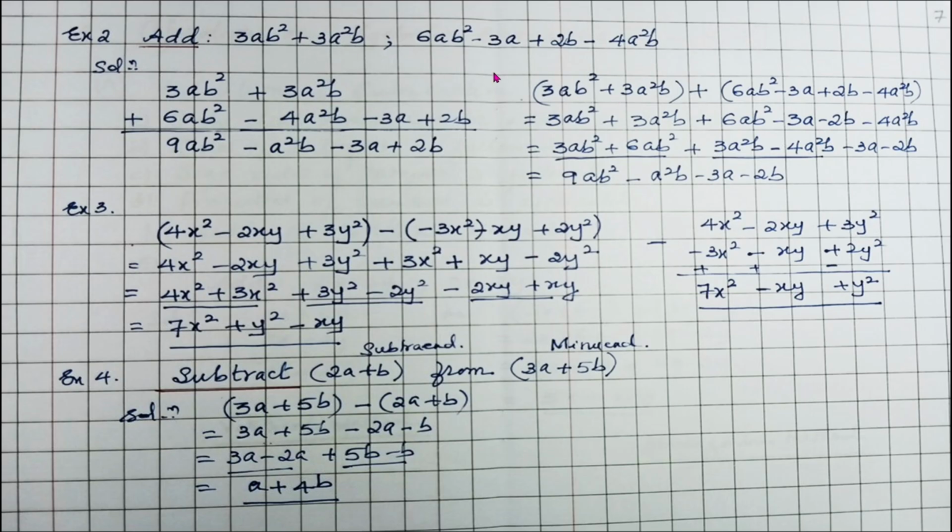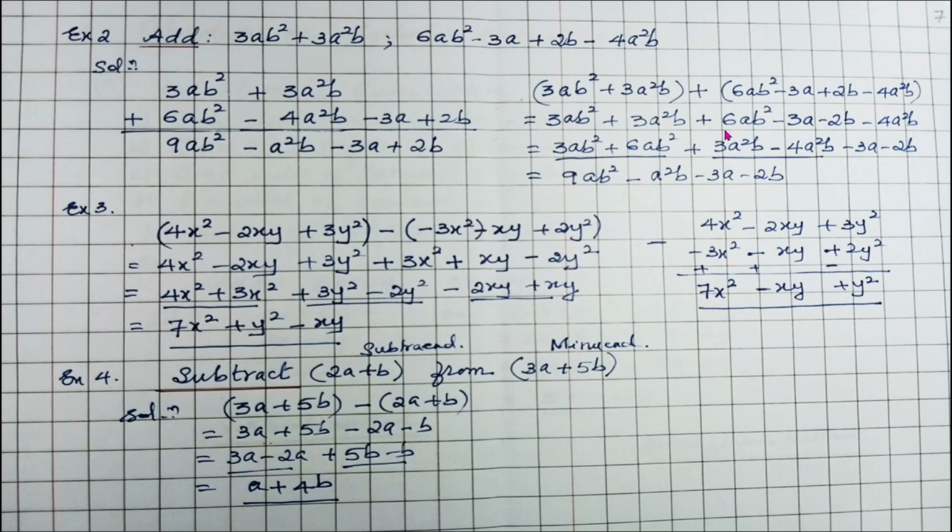Now write the first algebraic expression in a bracket, put the plus sign, put the second algebraic expression in the bracket. Again, open the bracket, so it will be 3ab² + 3a²b, plus into plus is plus 6ab², plus into minus is minus 3a, plus into plus is plus 2b. It should be plus 2b here. It is not minus, because plus into plus becomes plus here, and plus into minus is minus 4a²b. Now rearrange them.